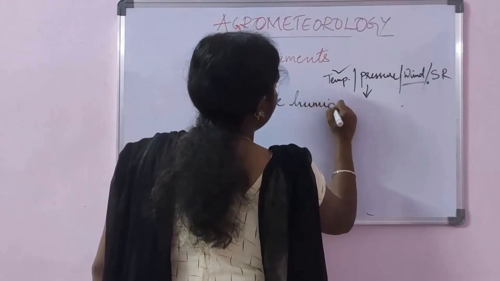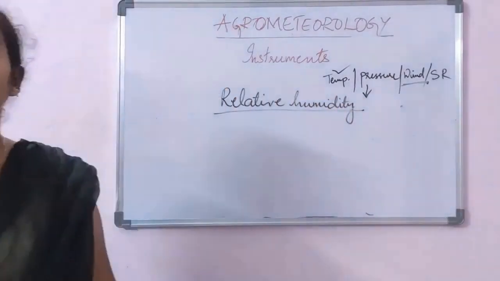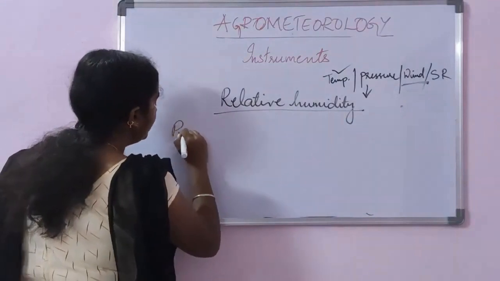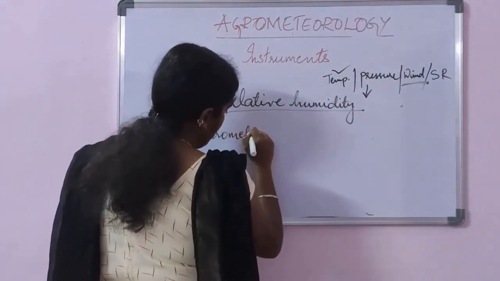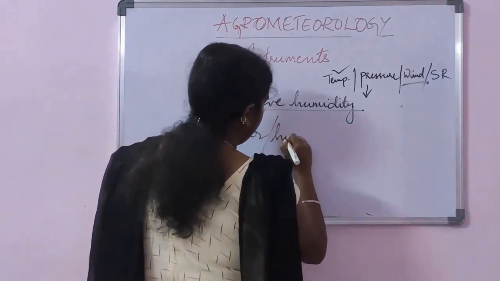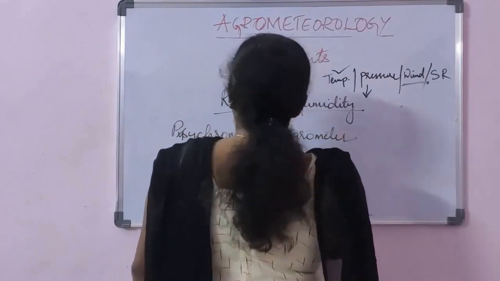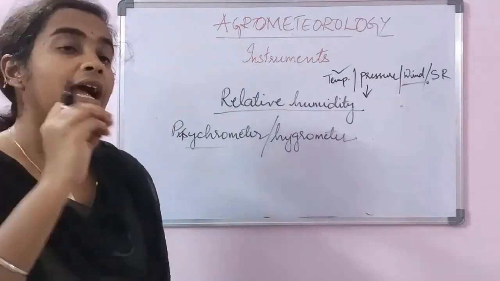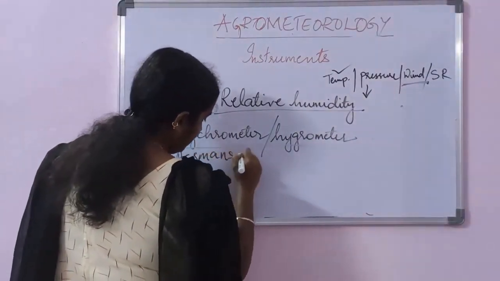Relative humidity. There are different types of instruments. One is for measuring the relative humidity. The instrument is called a psychrometer or hygrometer. This instrument is used generally, and the next one is Assmann's psychrometer.